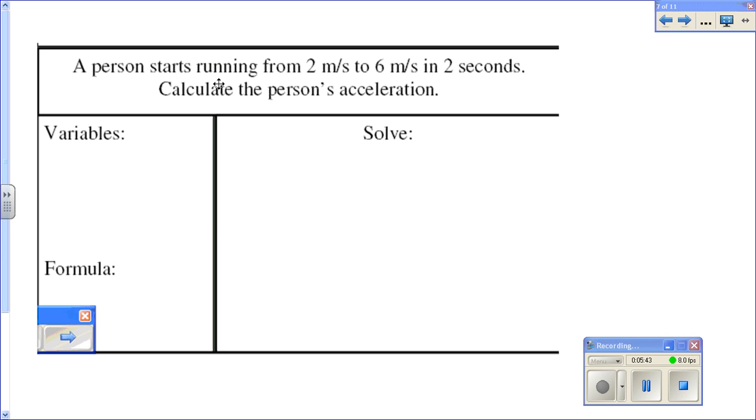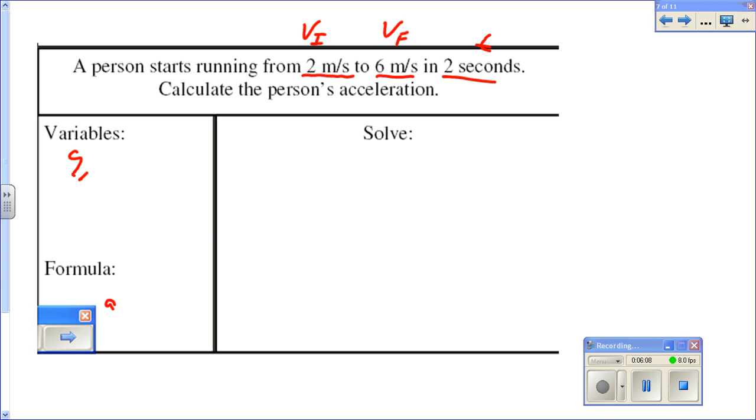All right, so math problems. What I want you to do is underline what they give you. Meters per second is always a velocity. So what you have to decide is which one is the initial one, or the first one, and which one is the final, or the second one. Okay, so initial velocity is 2, final is 6, time is 2. That way you don't have to write over here.